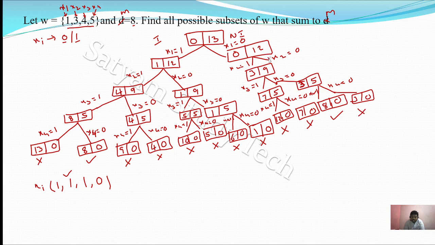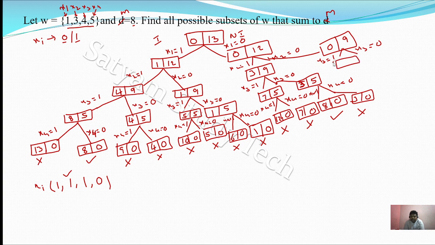Backtrack. Here you can expand this. x2 is not included, that means 0, and x2 value is 3. So subtract 3 from 12. 12 minus 3, that is 9. So here it is, x3 is included, x3 is not included.